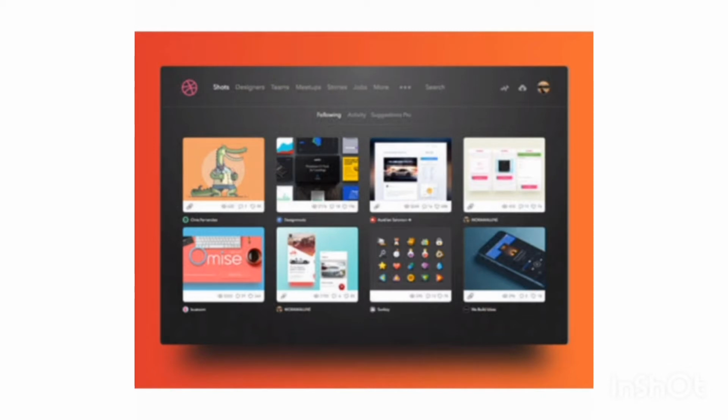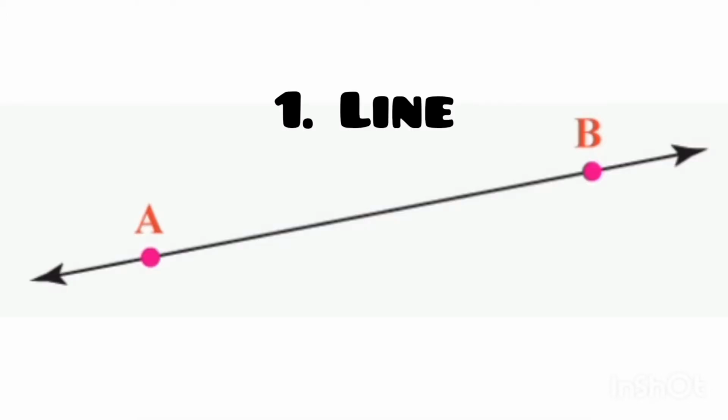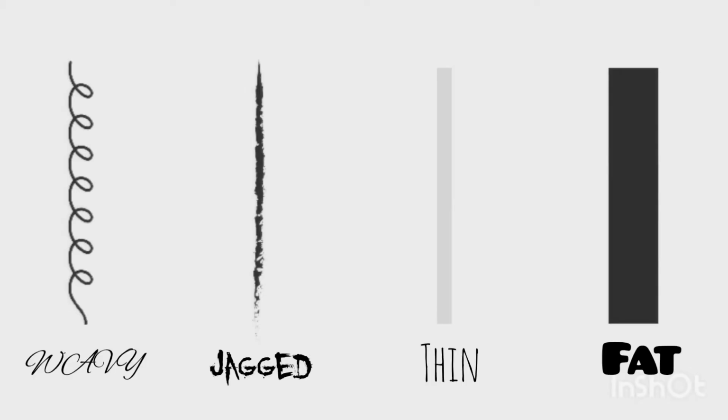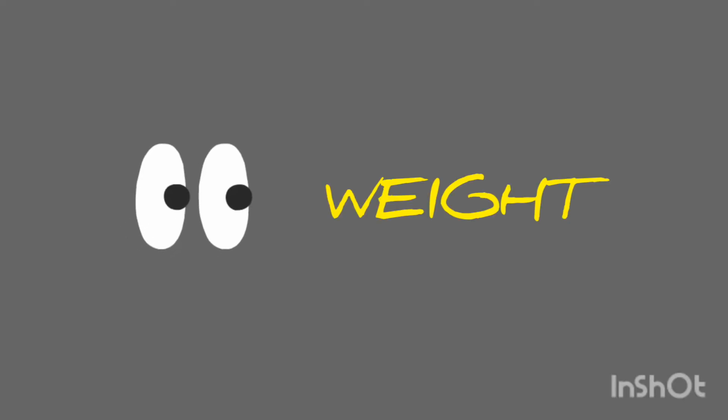Let's start with one of the first elements, the line. A line is a shape that connects two or more points. It can be wavy, jagged, fat or thin. The list goes on. When working with lines, pay attention to things like weight, color, texture, and style.